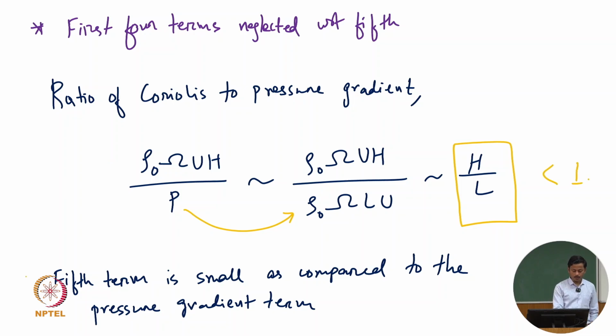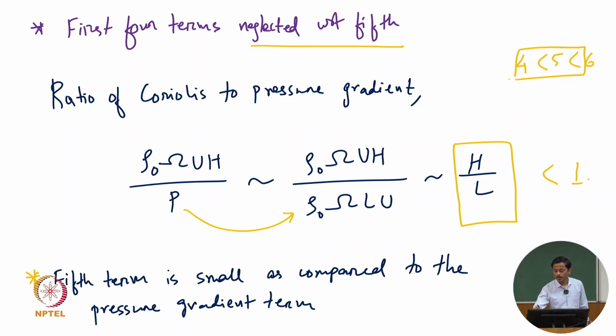Hence this conclusion: the fifth term is small as compared to the pressure gradient term, and the first four terms were much smaller with respect to the fifth term. So this becomes a simple inequality: the first four terms are less than the fifth term, and the fifth term is less than the sixth term. So all the first five terms are less than the sixth term. This is just a simple inequality.